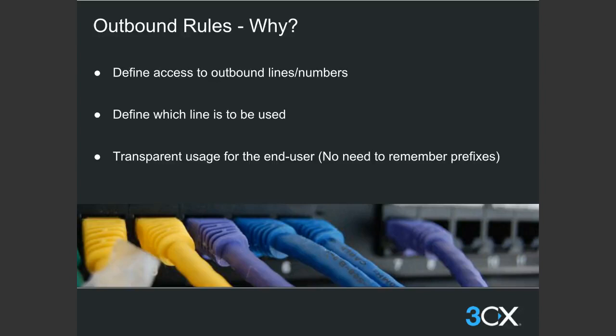When the PBX has some extensions provisioned onto it, you are dialing from one extension to the other. The PBX will recognize extensions which are provisioned onto it and forward the calls accordingly. Once you try to dial a number which is not provisioned onto the PBX, the PBX will not know how to handle this particular call. In this case, it will need to consult a set of Roules, which we call the outbound Roules, in order to be instructed on how to handle this call.